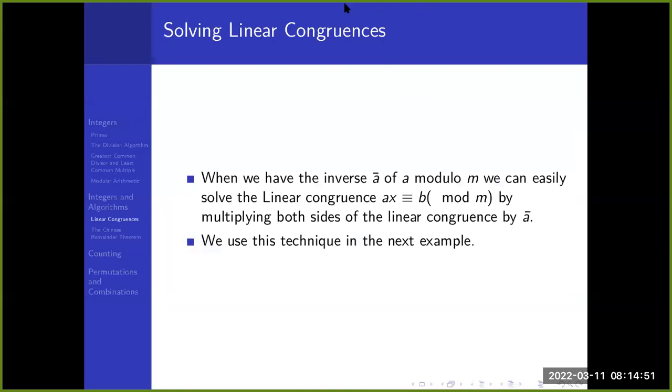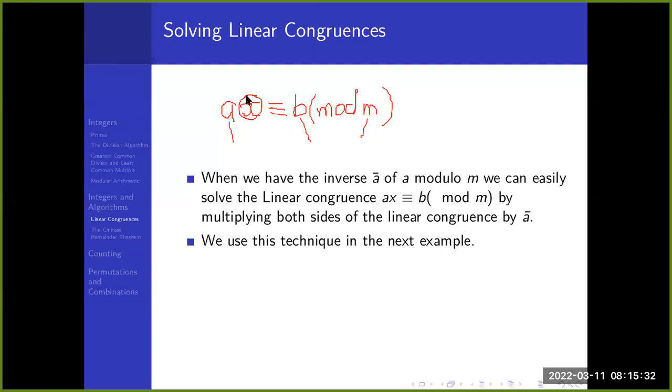So let me review a bit of what we learned last time. A linear congruence is something that looks like this: AX is congruent to B modulo M. Usually we know B, we know M, and we know A, but we need to find X.